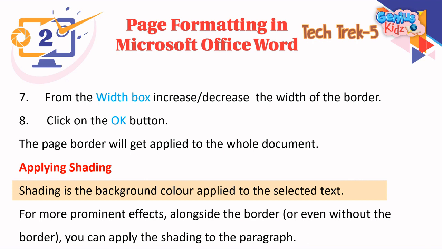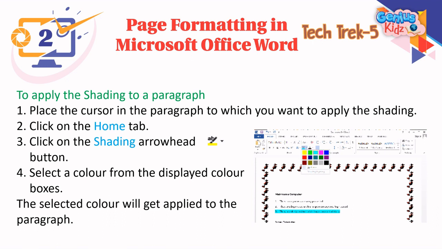Applying shading. Shading is the background color applied to the selected text. For more prominent effects, alongside the border, or even without the border, you can apply the shading to the paragraph. To apply the shading to a paragraph, 1. Place the cursor in the paragraph to which you want to apply the shading. 2. Click on the Home tab. 3. Click on the Shading arrowhead button. 4. Select a color from the displayed color boxes. The selected color will get applied to the paragraph.